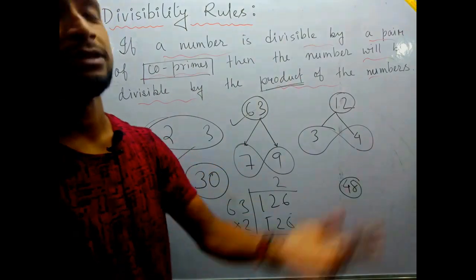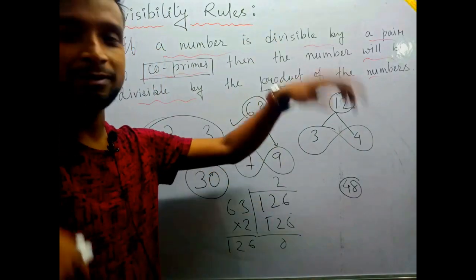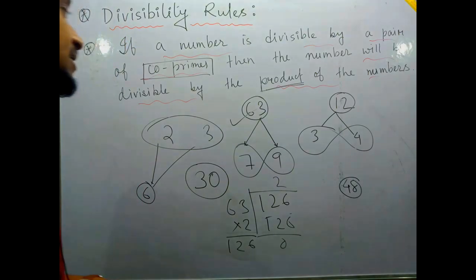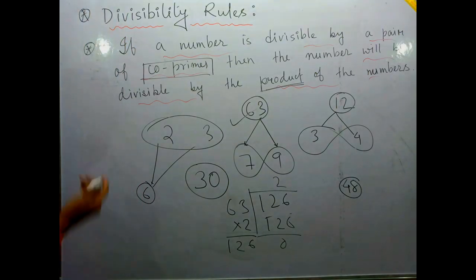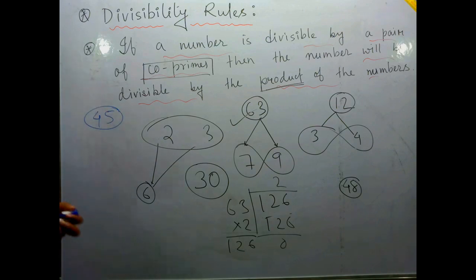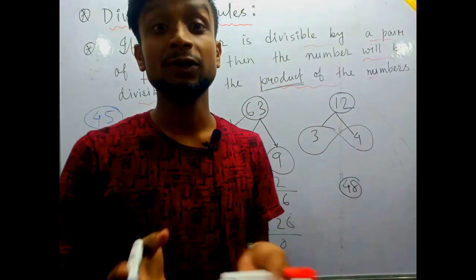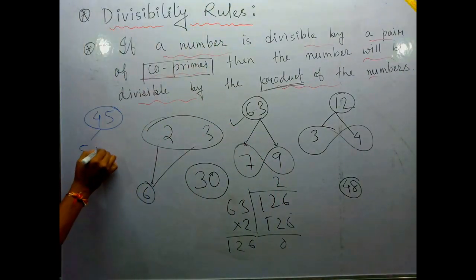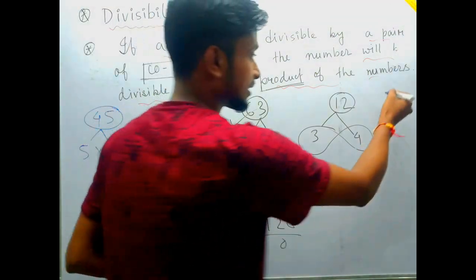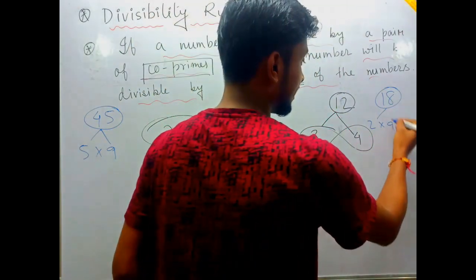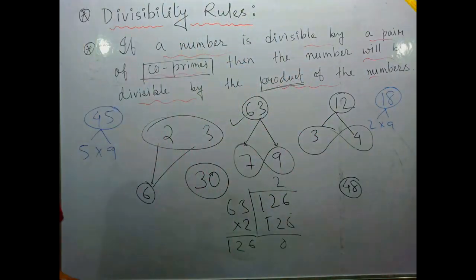You can get the divisibility rule for 45, for 30, for anything. Numbers divisible by 45 are those numbers that are divisible by 5 and 9. Clear? Numbers divisible by 18 are those numbers that are divisible by 2 and 9.